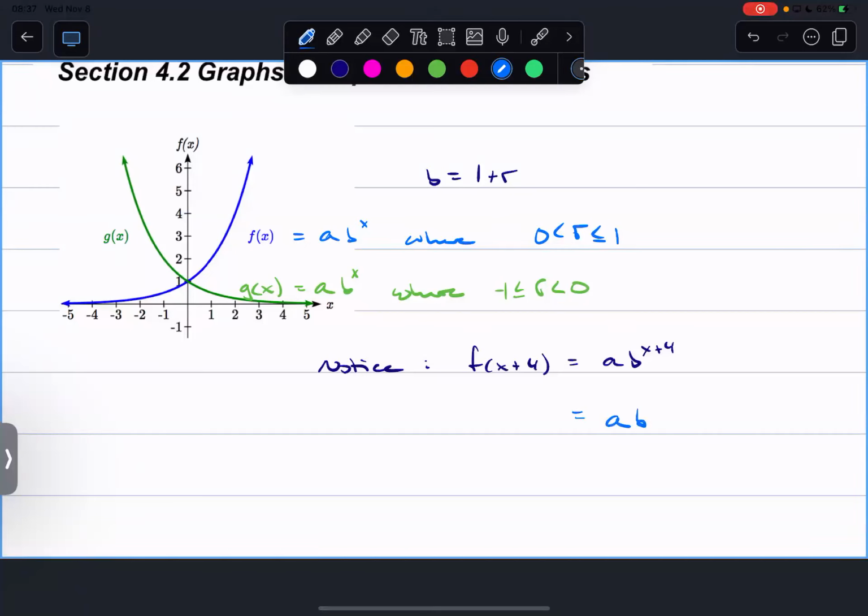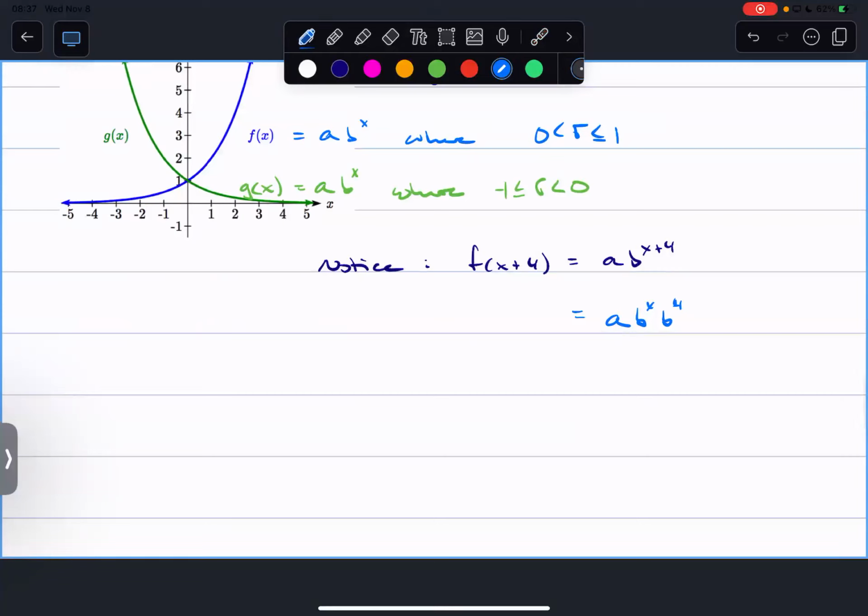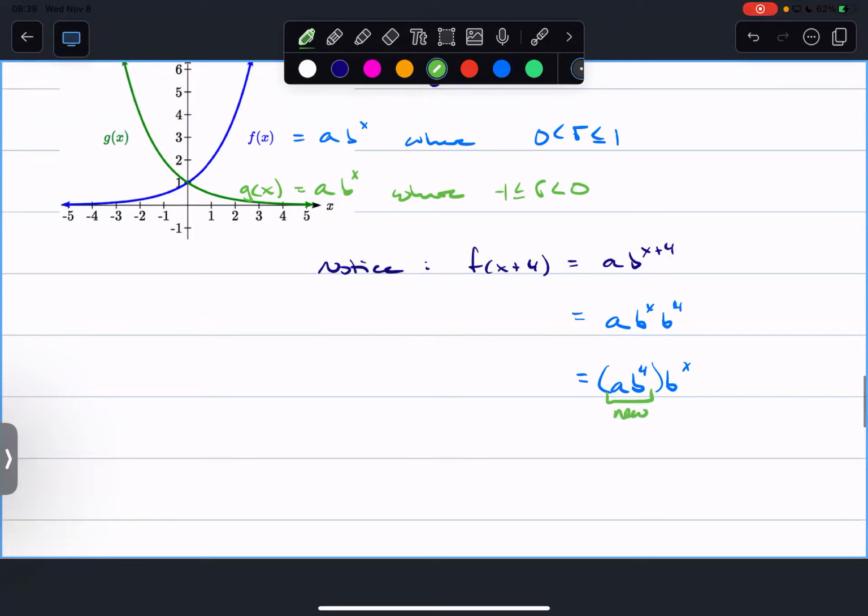So this becomes a times b to the power of x times b to the power of 4. I can split up that addition and make it multiplication of the same base, but then b to the power of 4 is just going to be some number that would be absorbed by this a. It would just change to some new constant. So here I would get a times b to the power of 4 times b to the x, where a times b to the power of 4 would be my new initial value. So it doesn't change the form of the function, which is interesting.